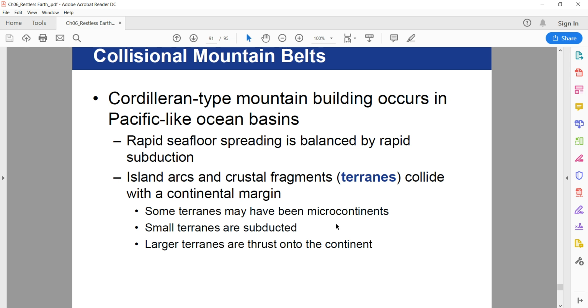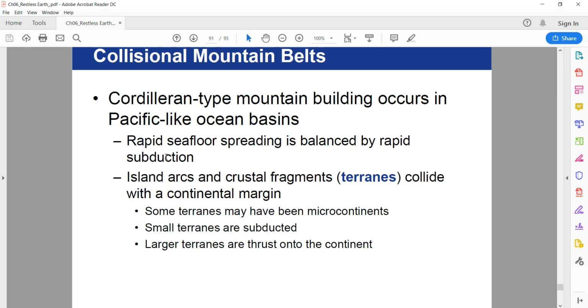mountains, there's a little bit of difference between Andean type mountain and Cordilleran type mountain that we see on the west coast of North American plate. Cordilleran type mountain building occurs in Pacific-like ocean basin. Rapid sea floor spreading is balanced by rapid subduction.